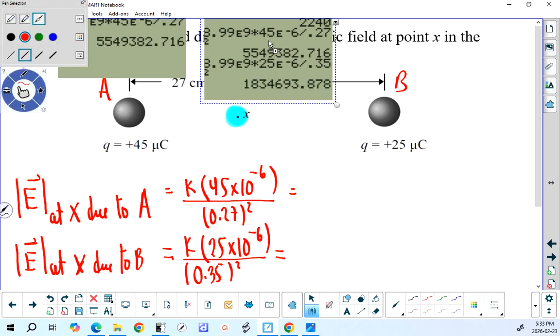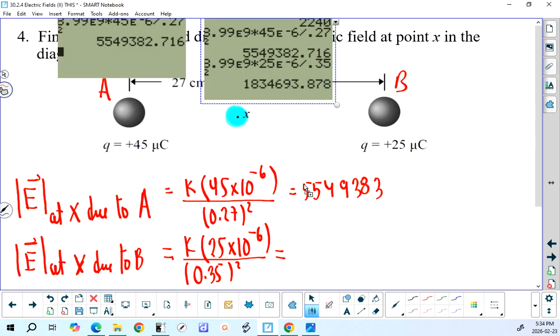So the magnitude of the electric field at x due to A is 5549383. And that's newtons per coulomb. And I'll leave it up to you to carry all the decimals if you want, but that's really not significant at this point, no pun intended. The magnitude of the electric field at x due to B is 1834694 newtons per coulomb.